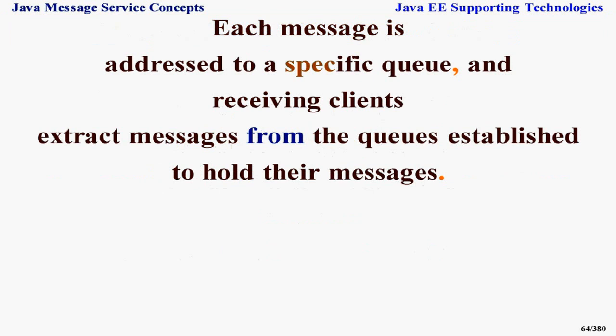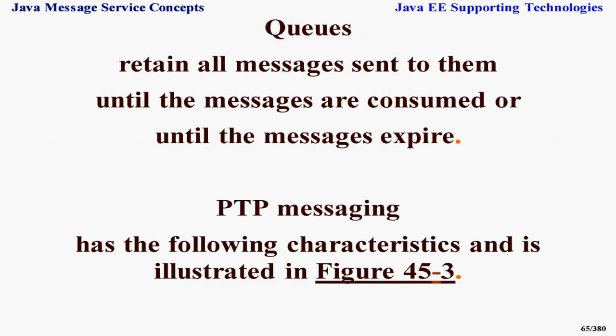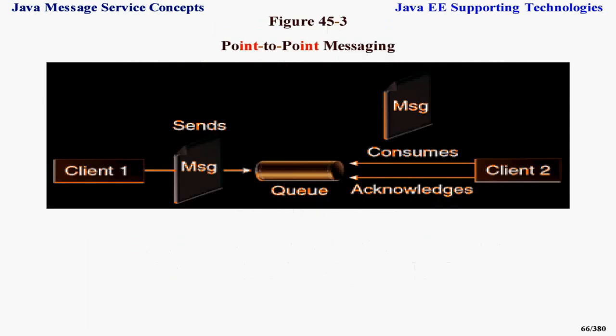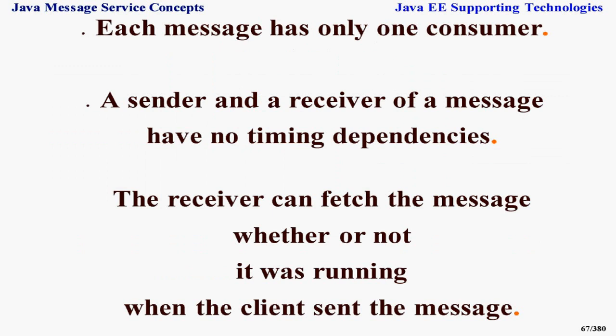Each message is addressed to a specific queue, and receiving clients extract messages from the queues established to hold their messages. Queues retain all messages sent to them until the messages are consumed or until the messages expire. PTP messaging has the following characteristics and is illustrated in Figure 45-3. Figure 45-3 Point-to-point messaging. Each message has only one consumer.